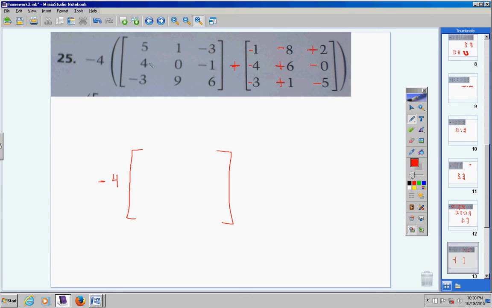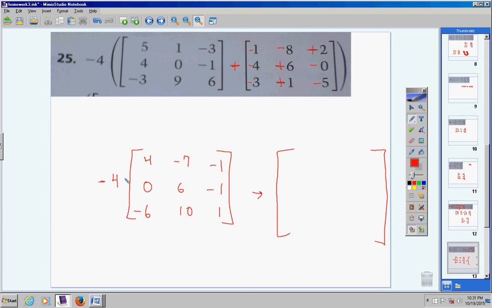And here we go. 5 plus a negative 1. 1 plus a negative 8. Negative 3 plus 2. 4 plus negative 4. 0 plus 6. Negative 1 plus 0. Negative 3 plus negative 3. 9 plus 1. 6 plus negative 5. There you go. And now simply take your negative 4 and multiply it through, and you're finished.